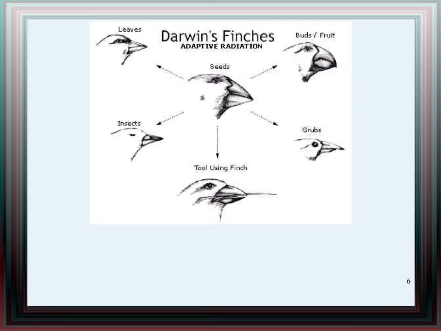So if you have a look here, you can see that these finches are closely related, but they differ in beak sizes and shapes. So Darwin found that each beak is adapted to what the finch eats. This helped him to formulate his theory of evolution.